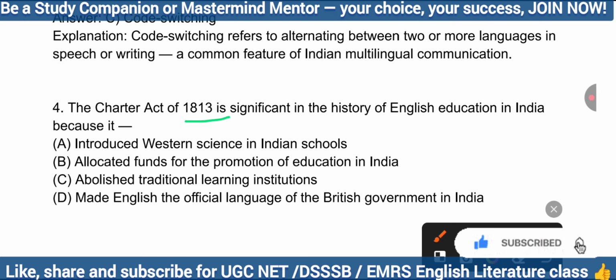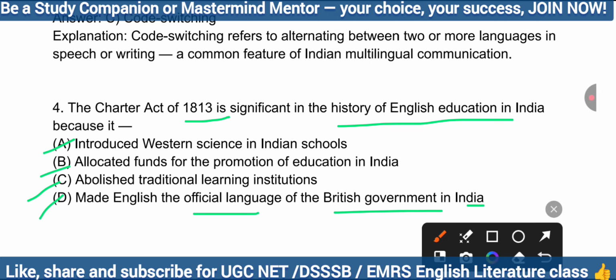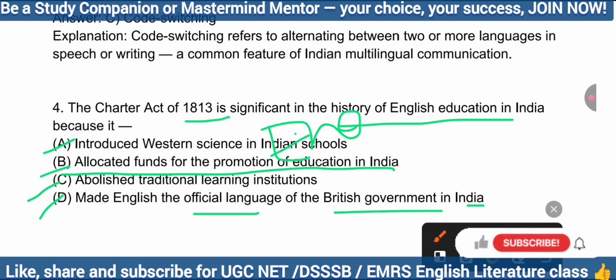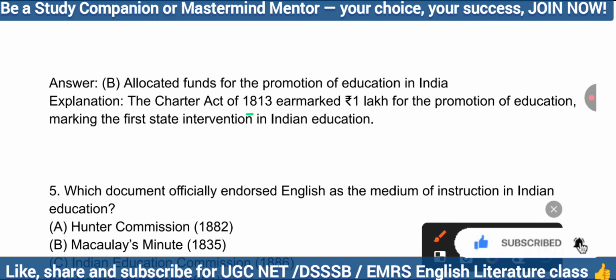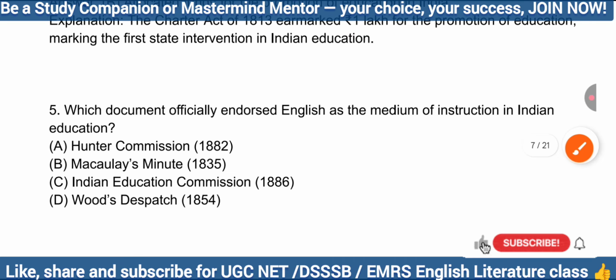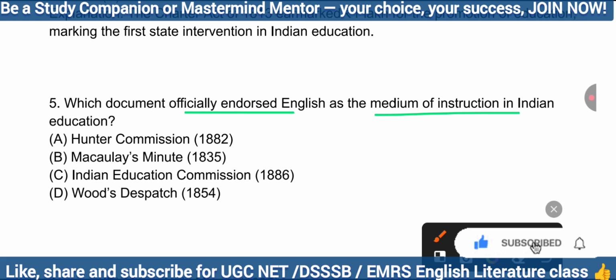The Charter Act of 1813 is significant in the history of English education in India because it introduced Western science in Indian schools, allocated funds for the promotion of education in India, abolished traditional learning institutions, or made English the official language of the British government in India. Remember, I have told you in the class that they played the major role. They allocated funds for the promotion of education, English education in India. Very, very important. Next question, and you can remember the amount also: the Charter Act of 1813 earmarked 1 lakh rupees for the promotion of education, marking the first state intervention in Indian education.